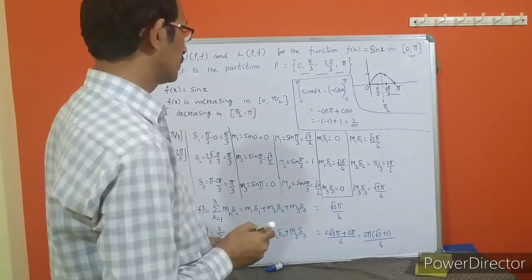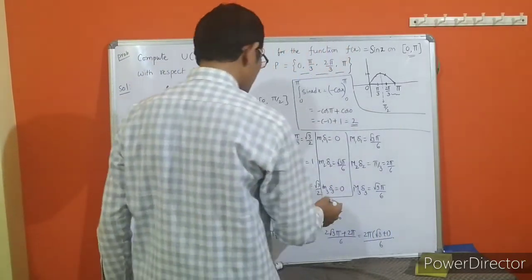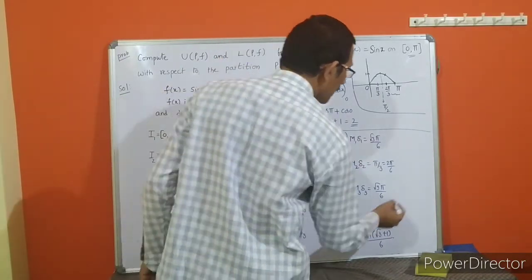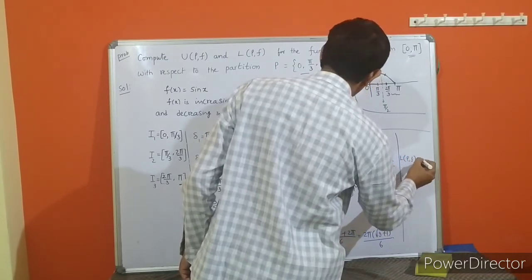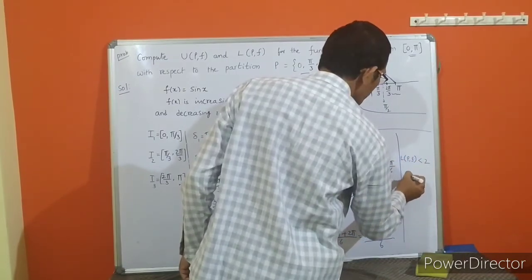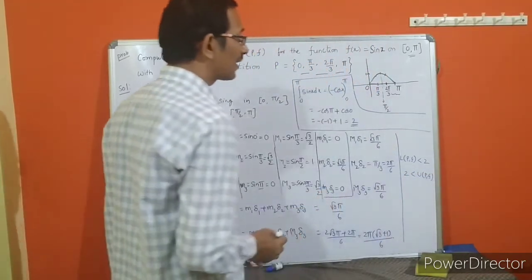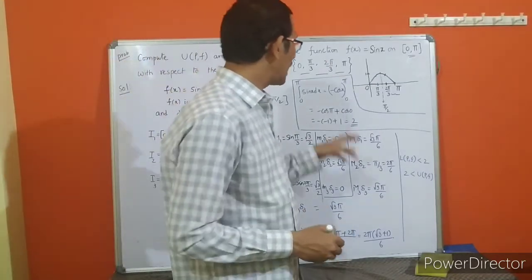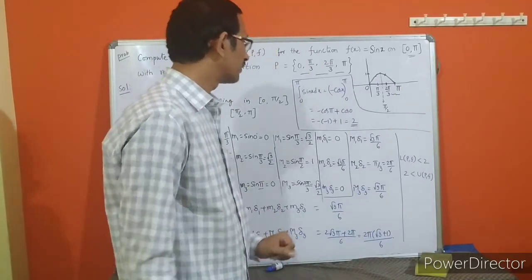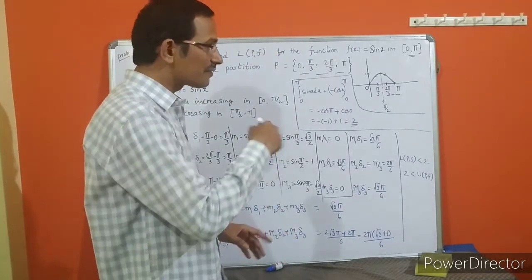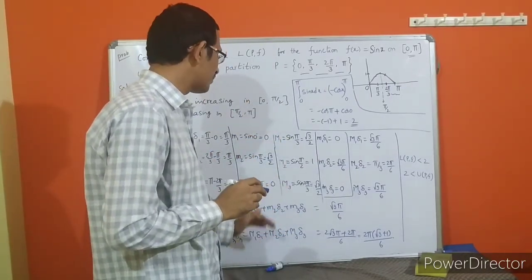So 2 is the original value, and this root 3 pi by 6 value, your LPF, is smaller than 2, and your UPF, you can verify this, is greater than 2. So the true value of the integration lies between these two, that is LPF and UPF.